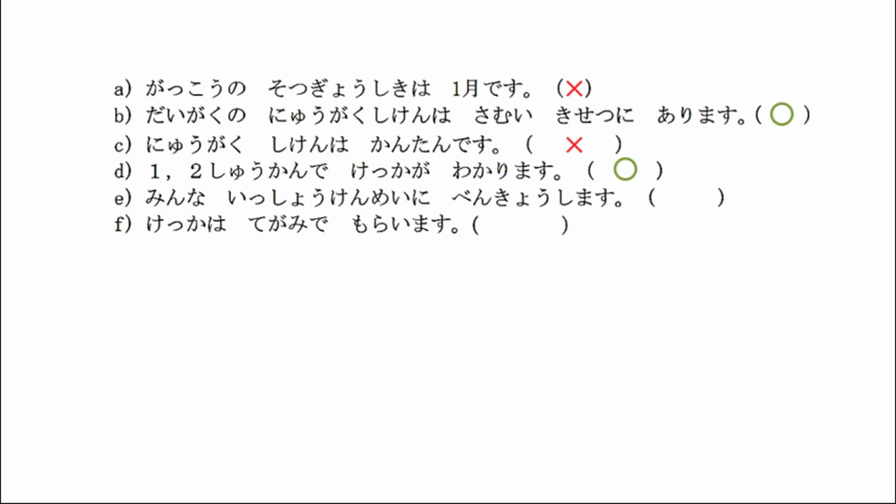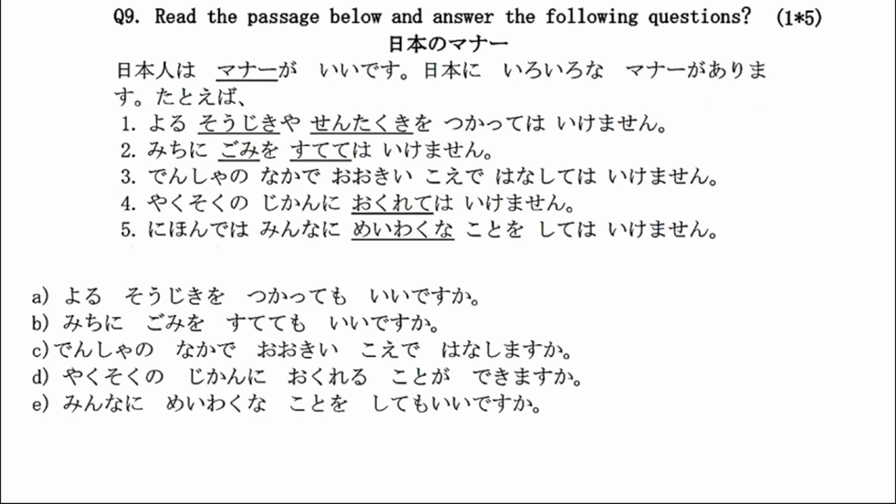Statement E is, みんな一生懸命に勉強します。Since everyone studies very hard, the answer will be true. Statement F is, 結果は手紙でもらえます。It is mentioned in the passage that the results can be seen online. So the answer will be false. Next, let me go to the ninth question, which is read the passage below and answer the following questions.